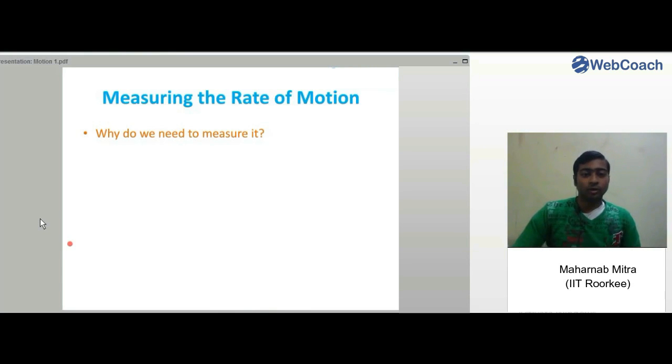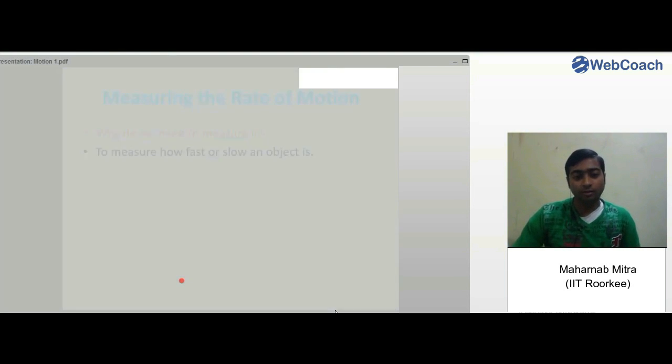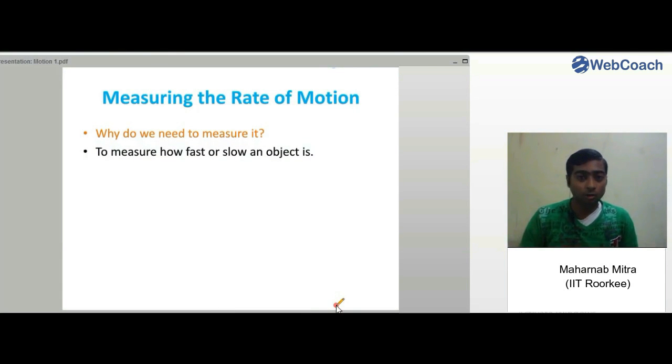Okay, so let's talk about measuring the rate of motion. Now why do we need to measure the rate of motion? And the simplest answer is to measure how fast or slow an object is, right? If you want to know how fast it is or how much faster it is than the other objects, you need to measure the speed of each object, right? Either to compare it or to know the actual speed, the exact speed. Now from your earlier classes, I think you know this formula: speed equals distance by time, right? This formula you know from your earlier classes.